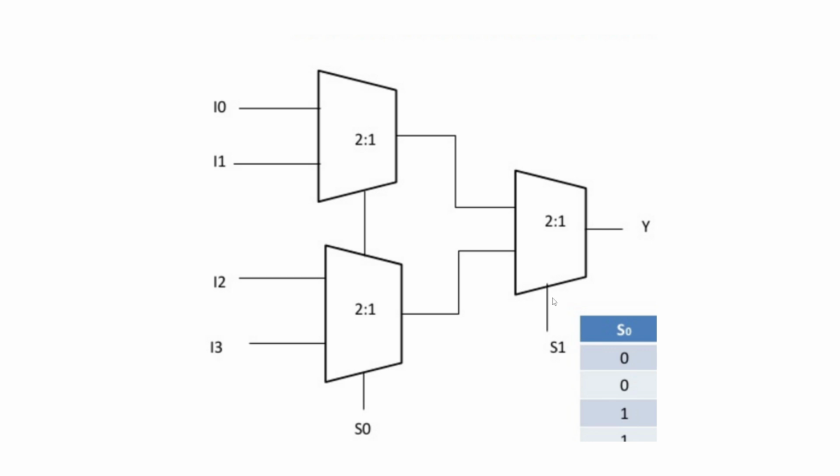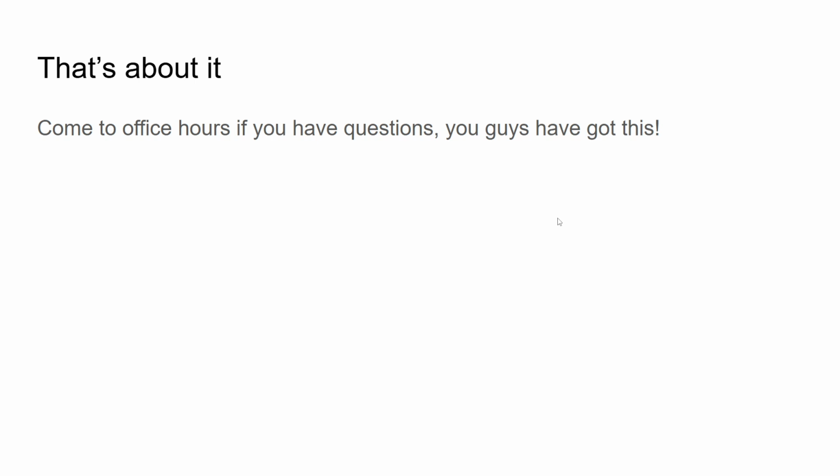So for example, let's say that S1 was 1 and S0 was 0. These two multiplexers would first select I0 and I2. Then we would get to this multiplexer, and selecting between I0 and I2, because S1 is 1, we would choose I2, and that would go to the output.